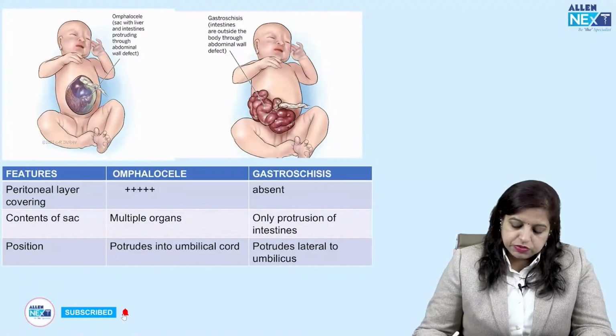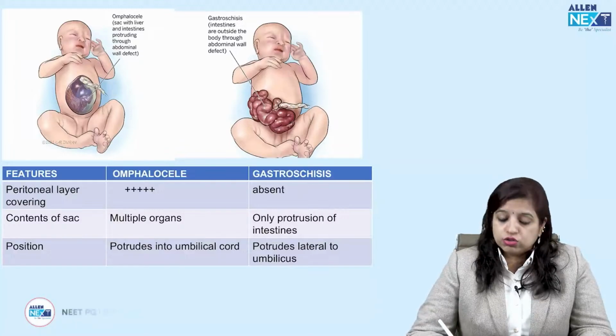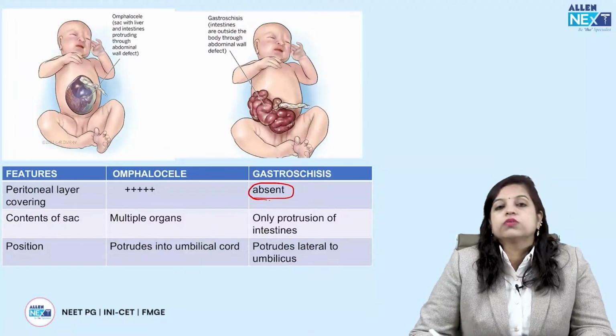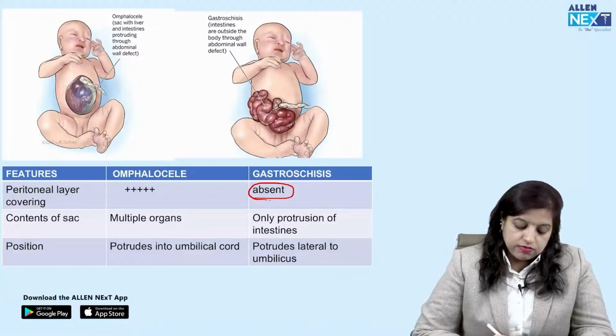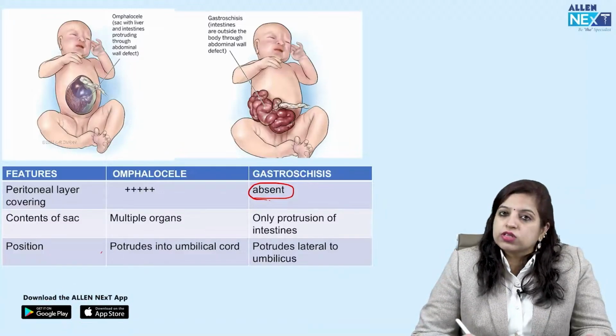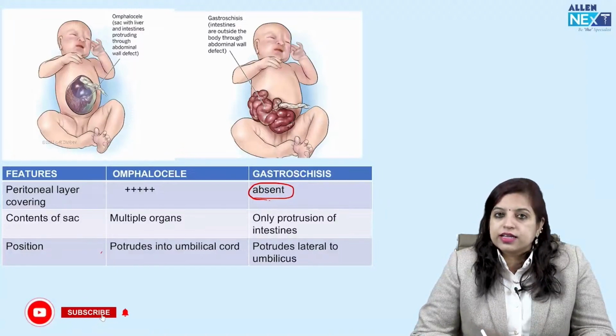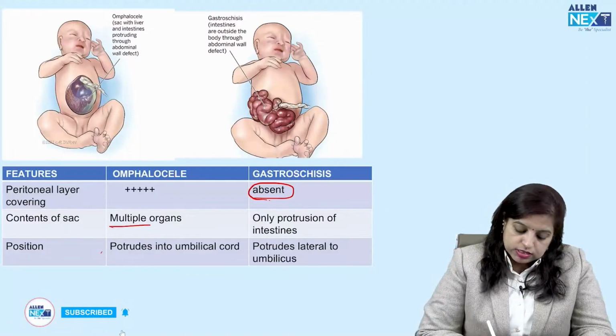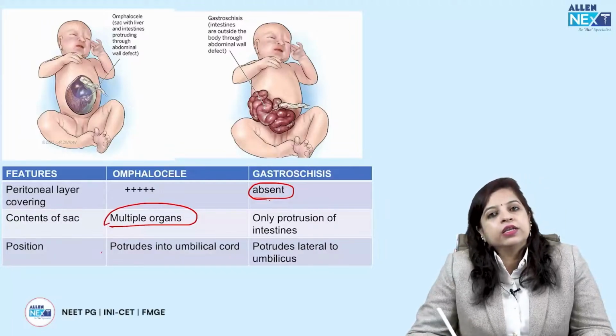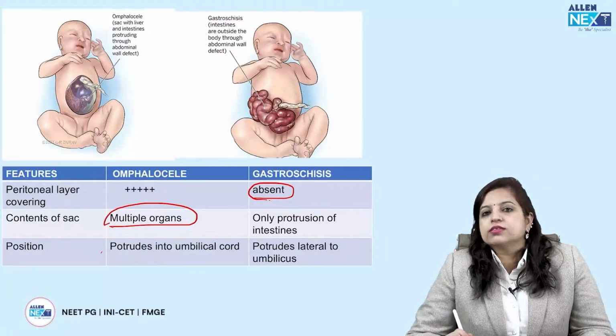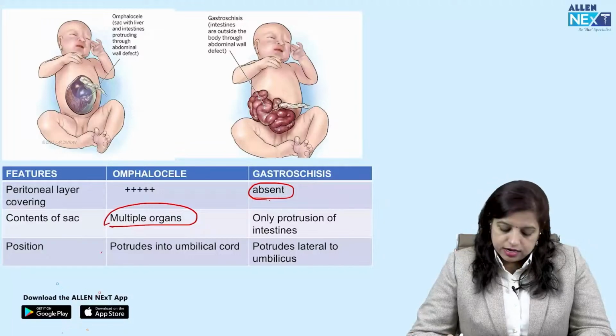So what is the difference between the two? You can see in the gastroschisis, the peritoneal membrane or the peritoneal covering is absent, while in the omphalocele, the covering would be there. Then the contents of the sac would be the intestinal loops and multiple organs in case of omphalocele, while in the gastroschisis, there are only the intestinal loops.